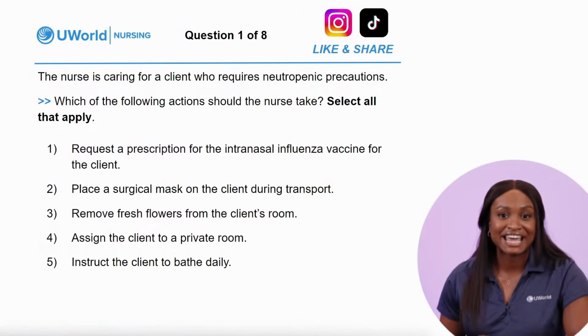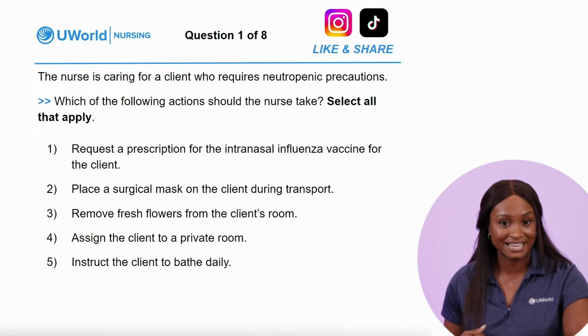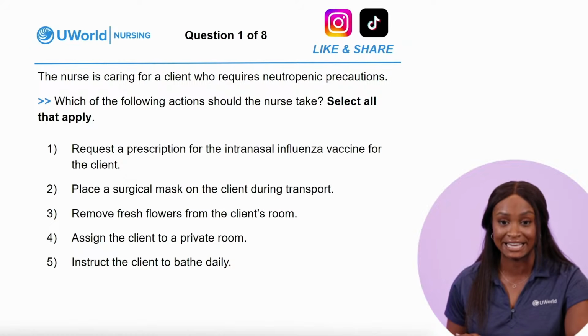Enjoy! The nurse is caring for a client who requires neutropenic precautions. Which of the following actions should the nurse take? Select all that apply. I will give you all about 30 seconds. Option 1, request a prescription for the intranasal influenza vaccine for the client. Option 2, place a surgical mask on the client during transport. Option 3, remove fresh flowers from the client's room. 4, assign the client to a private room. Or option 5, instruct the client to bathe daily. Which one should we be choosing?